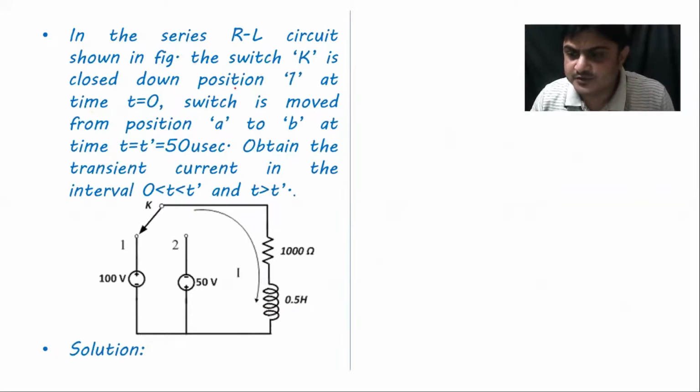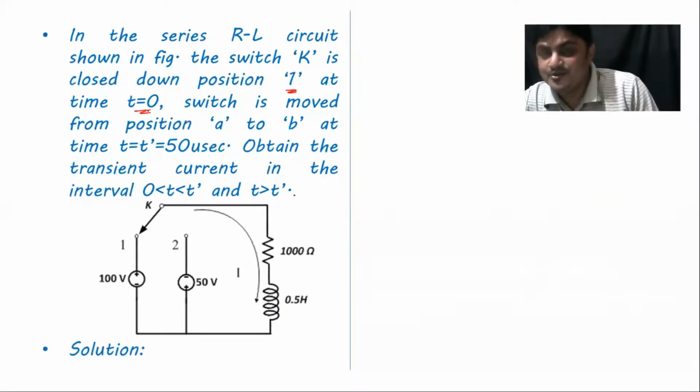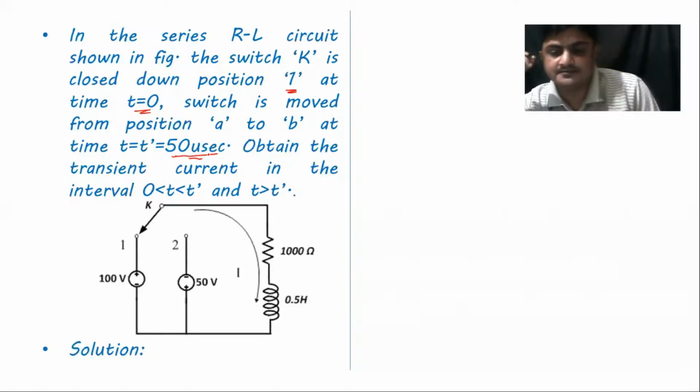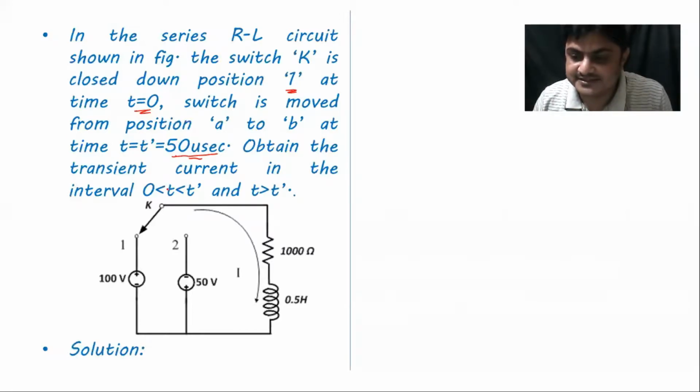Let us say your switch K is closed at position 1 at time t equal to 0. This is very important: you are closing the switch at time t equal to 0. Your switch is then moved from position A to B at time t dash, which is equal to 50 microseconds. You have to obtain the transient current for two cases. The first is the interval between 0 and t dash, that is, between 0 and 50 microseconds, where you have to obtain the expression for current. And the second is when t is greater than t dash.